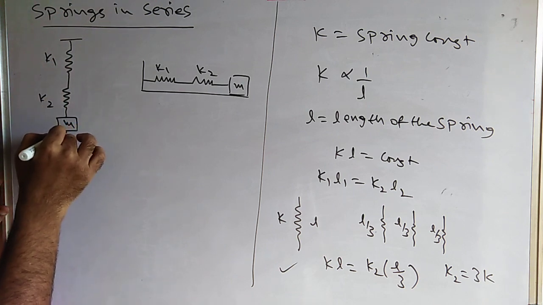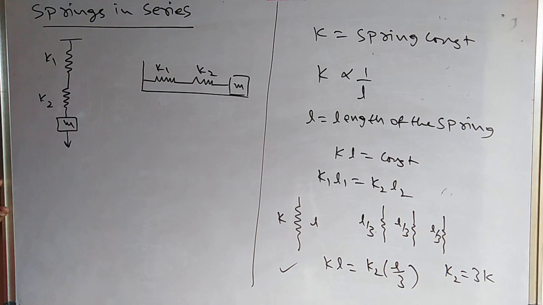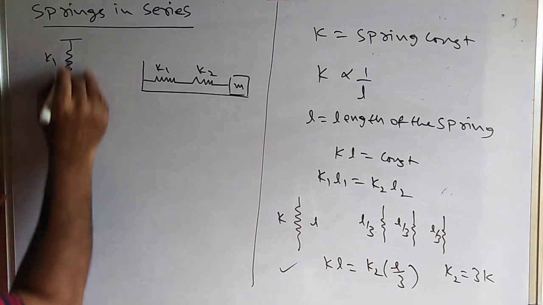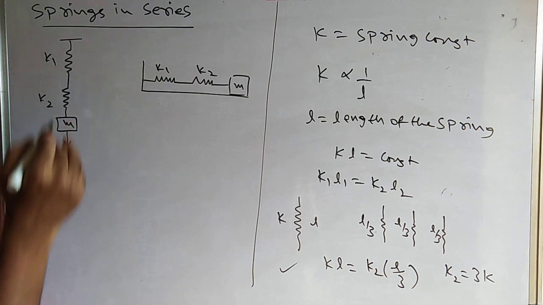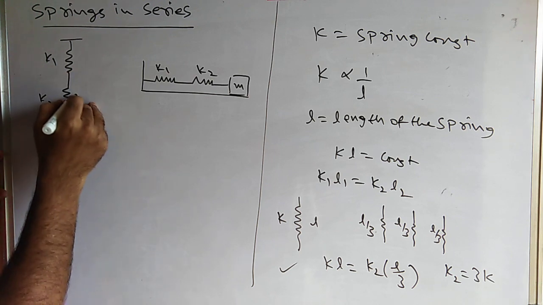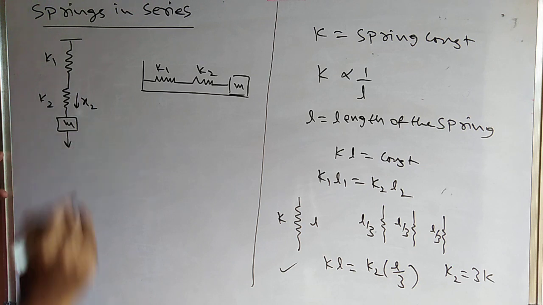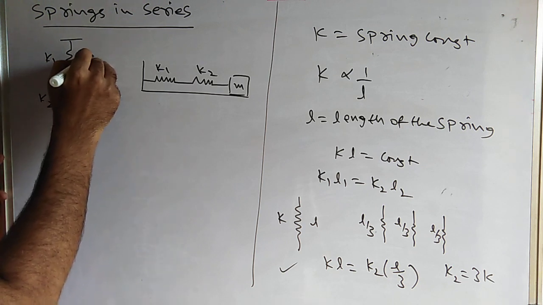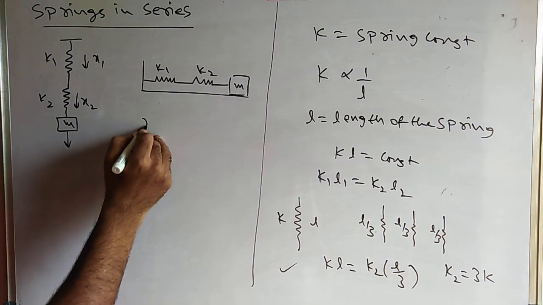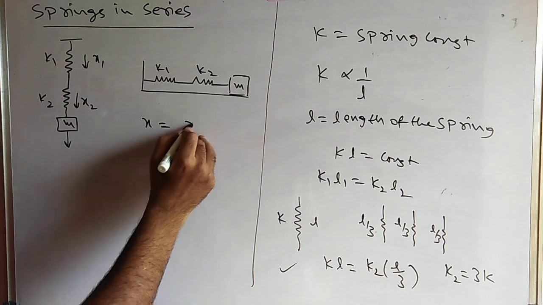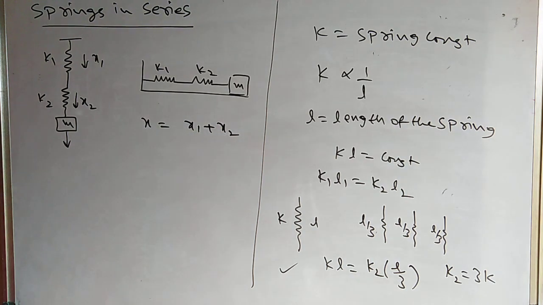Now suppose I apply a force in this direction. Then what will happen? There will be a restoring force in the opposite direction. As the spring constants are different here, this one will expand by distance x2 and this one will expand by distance x1. So different extensions will be there. Therefore, what is the total extension here? It is x equals x1 plus x2.